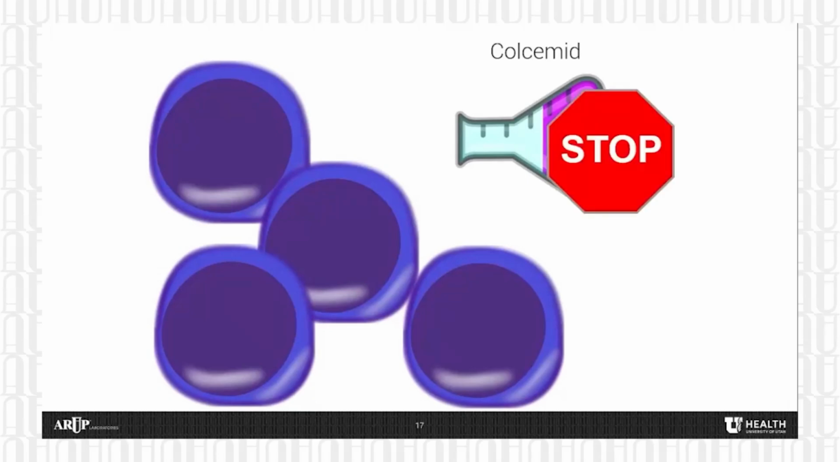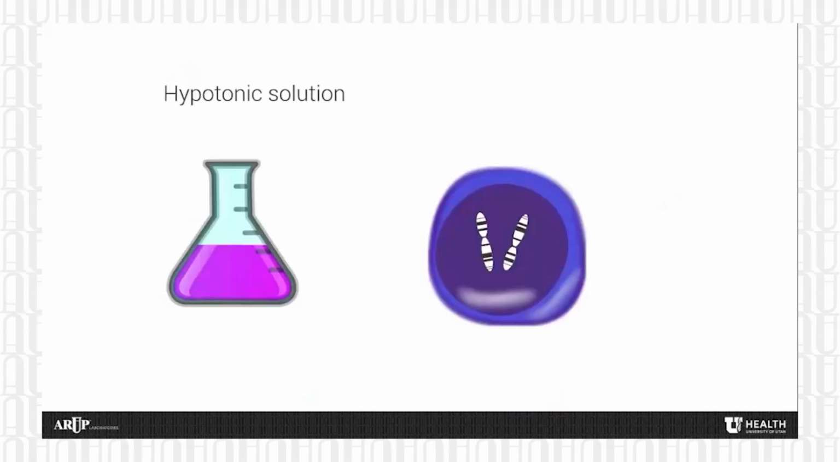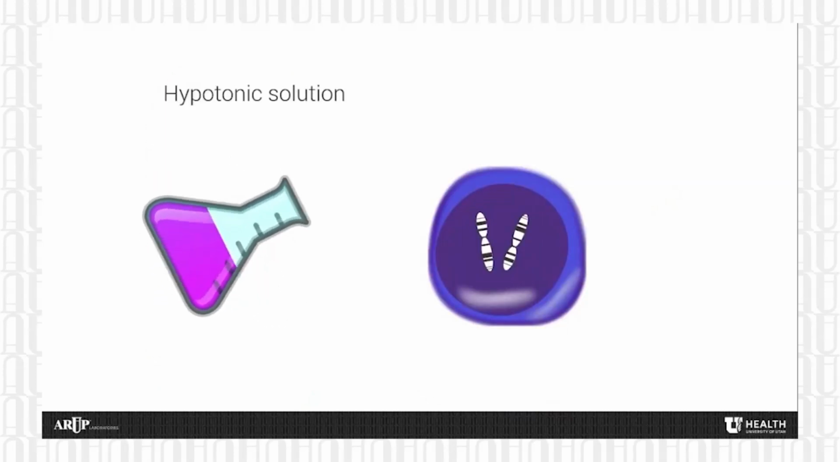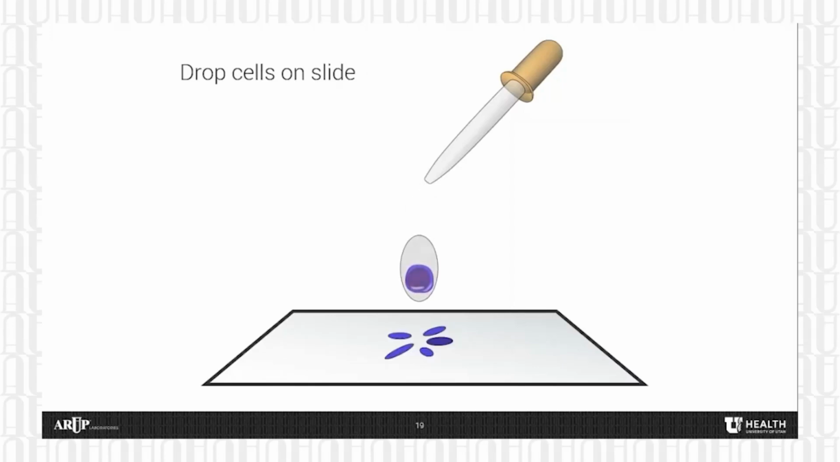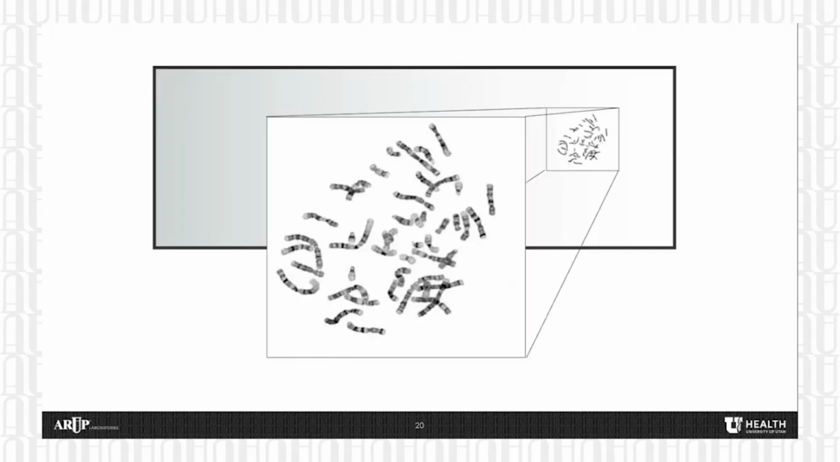And then when the cells are ready to be harvested, mitosis arrest is induced through addition of colcemid. Then cells are harvested using hypotonic solution, which causes the cell to absorb water and become heavy and fragile, followed by fixation with methanol and acetic acid, which makes the cell more fragile, such that when you drop the cell suspension on a slide, you'll get nicely spread metaphase chromosomes.